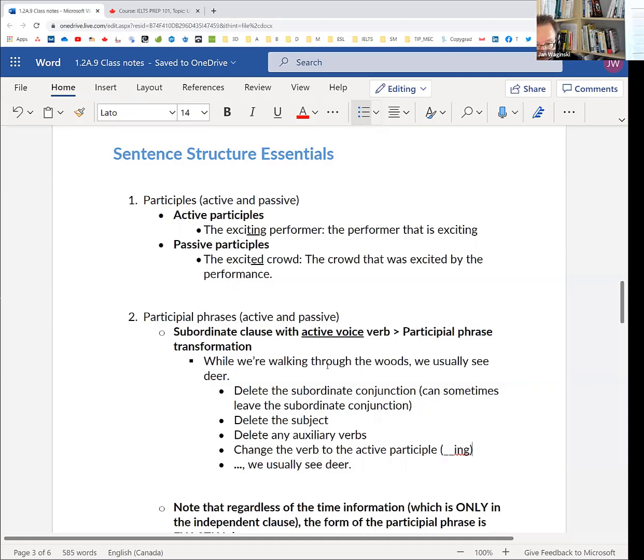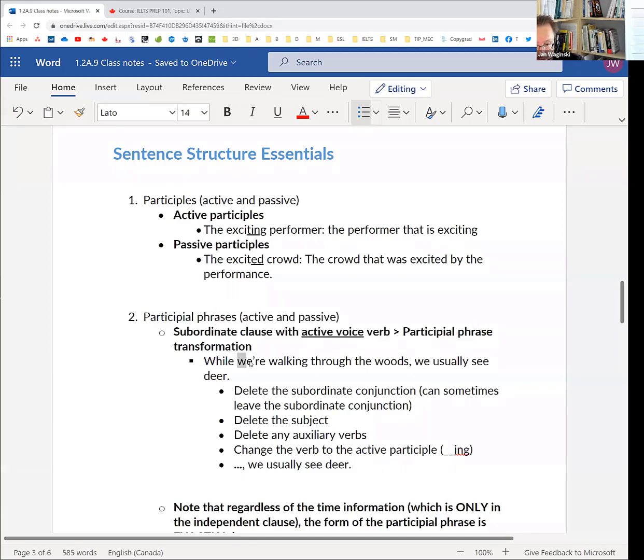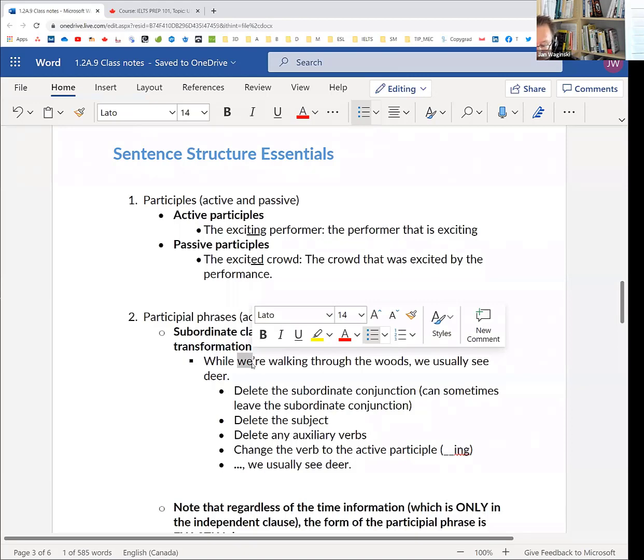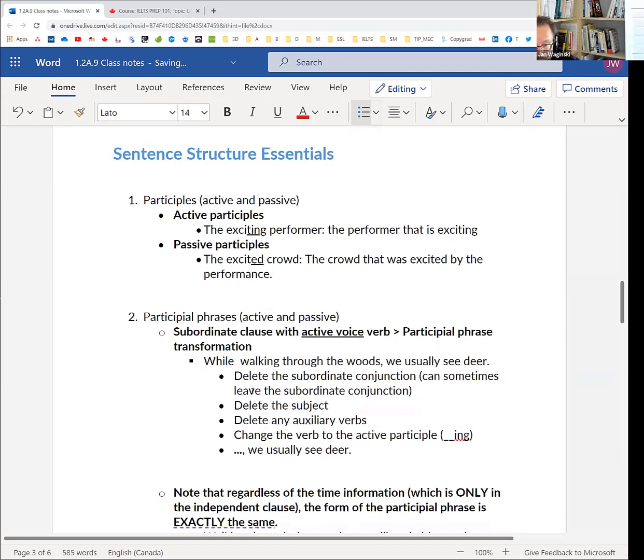So in this case, what happens with this sentence? Step one, delete the subordinate conjunction. So that's while. You can often leave while. Step two, delete the subject. Step three, delete any auxiliary verbs. And then change the verb to the active participle. It already is. So now we're left with, while walking through the woods, we usually see deer.